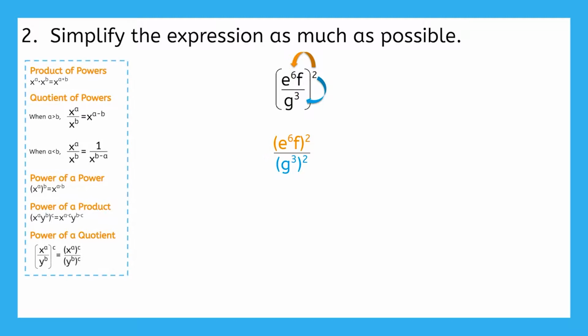Here's a list of all the properties we've learned so far. Take your time to choose the correct properties to simplify both the numerator and denominator of the expression. Pause here, simplify this expression as much as possible, and we'll check your work when you're done.